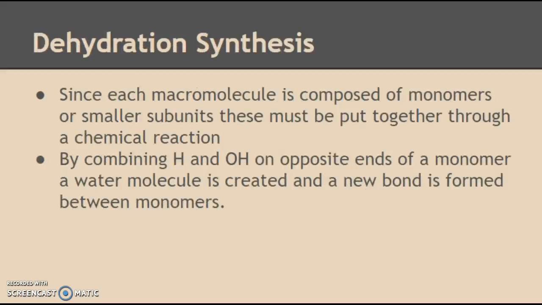So to put these together, we go through a process called dehydration synthesis. Each macromolecule is composed of monomers or smaller subunits, like we just talked about with the Lincoln logs, and these have to be put together through a chemical reaction. So in order to do this, we combine hydrogen and what's called hydroxide, or OH, on opposite ends of a monomer. And we create a water molecule, and we form a new bond.